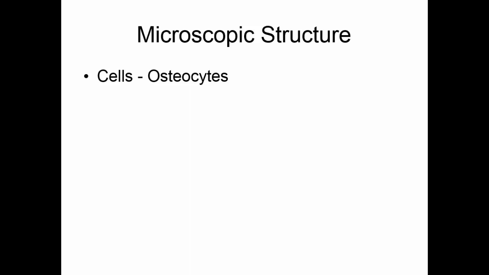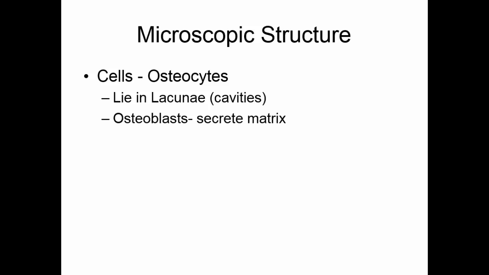You'll remember that in connective tissue, and bone is a connective tissue, the cells are separated from each other by the matrix. The lacuna are the little cavities in the matrix of the bone that the osteocytes reside in. There are two other cell types: osteoblasts, which secrete matrix and help deposit calcium in the bone, and osteoclasts, which eat away the matrix.